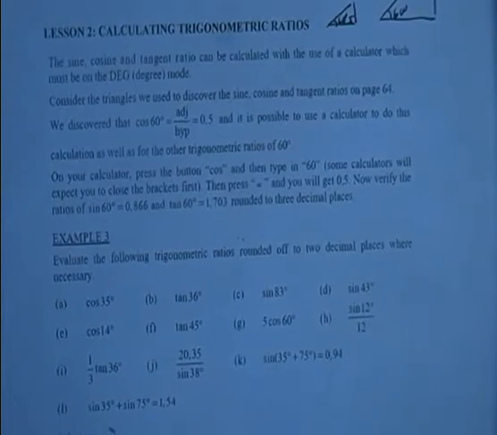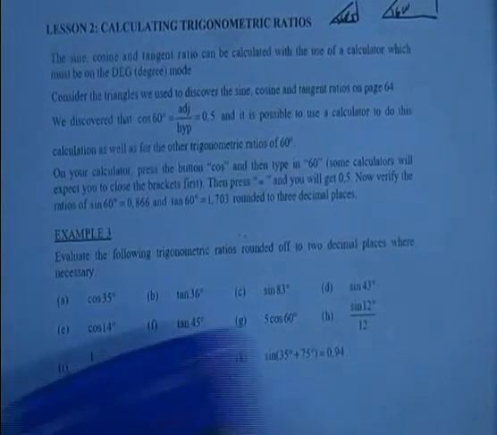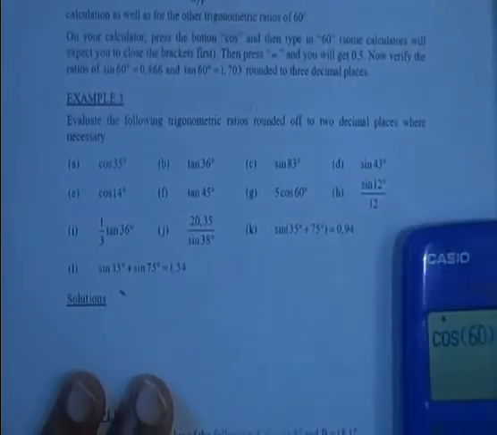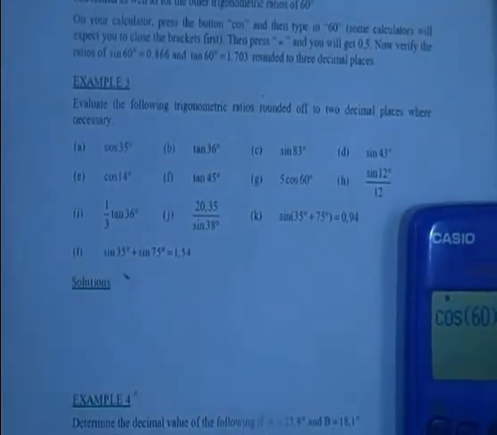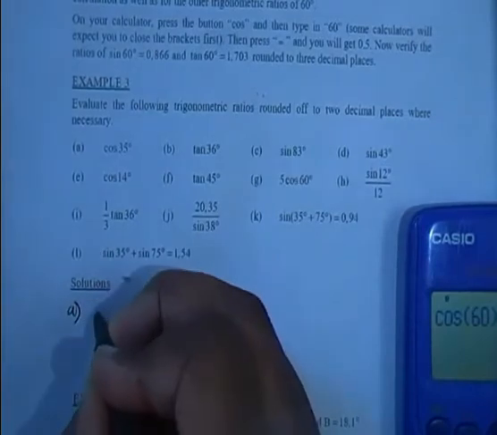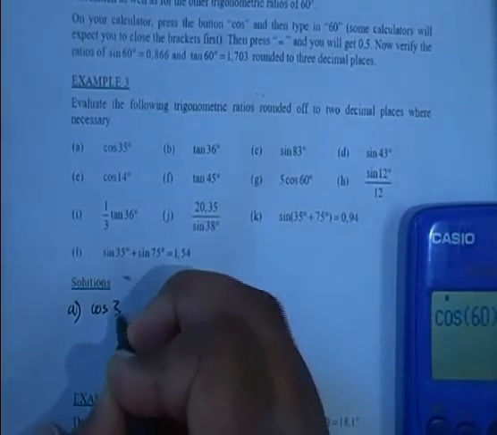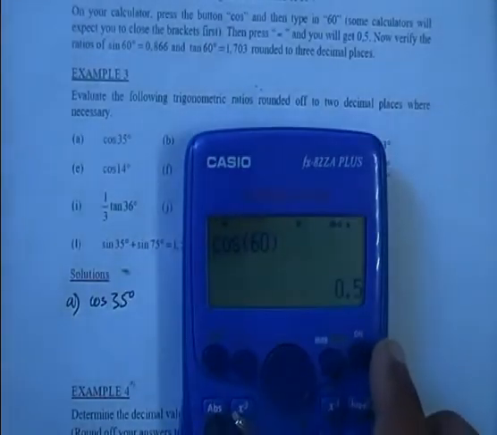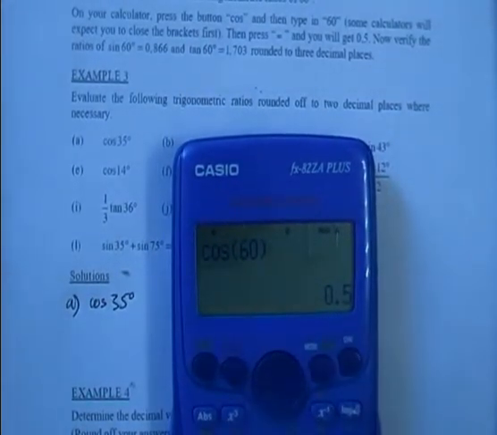Alright, so for example, if we have cos of 35 degrees, I'm just going to take my calculator, calculate the cos of 35, and close the bracket.